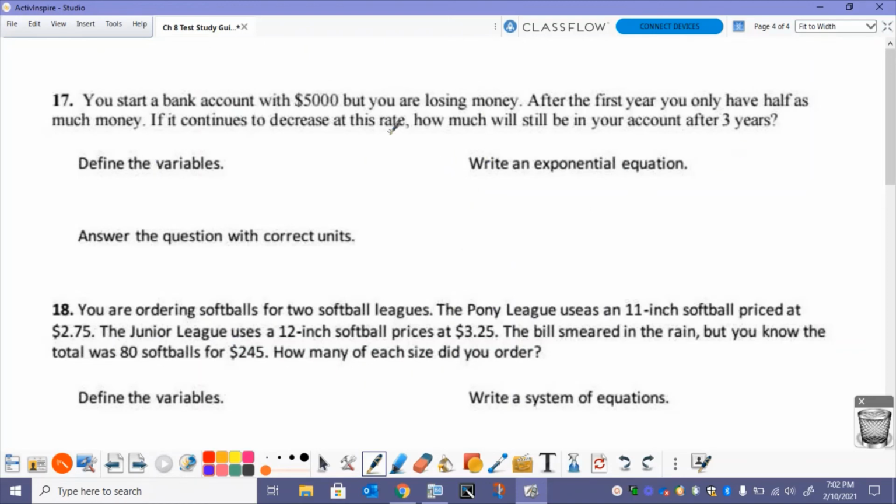17. You start a bank account with 5,000, but you are losing money. After the first year, you only have half as much money. If it continues to decrease at this rate, how much will still be in your account after 3 years? So let's define our variables first. So we're looking at the amount of money in the account, and then we're decreasing by years, right? So our variables, remember, time's always x, so it's years. And y is what we are trying to figure out, which is the amount of money in the account.